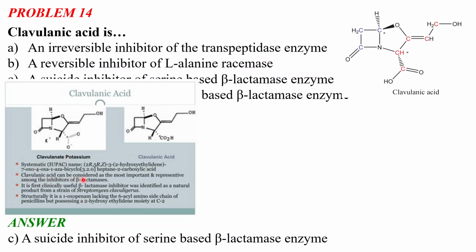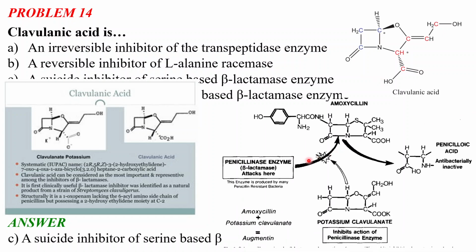So clavulanic acid can be considered as the most important and representative among the inhibitors of beta-lactamase. This is the first clinically useful beta-lactamase inhibitor, identified as a natural product from the strain of Streptomyces clavuligerus. Structurally, it is a 1-oxapenam lacking the 6-acylamino side chain of penicillin, but possessing a 2-hydroxyethylidene moiety, which is this one, at the C3 position.